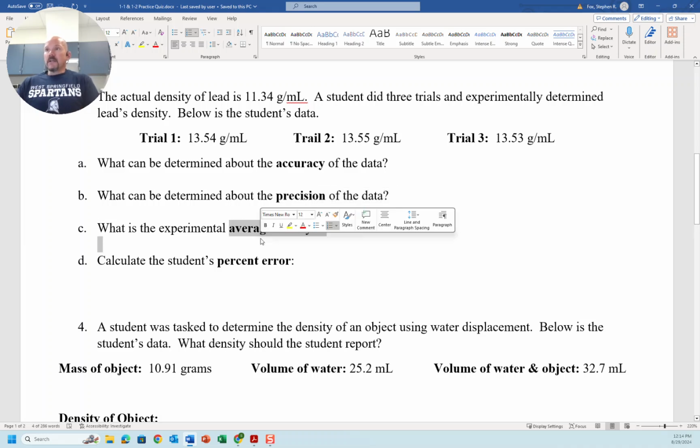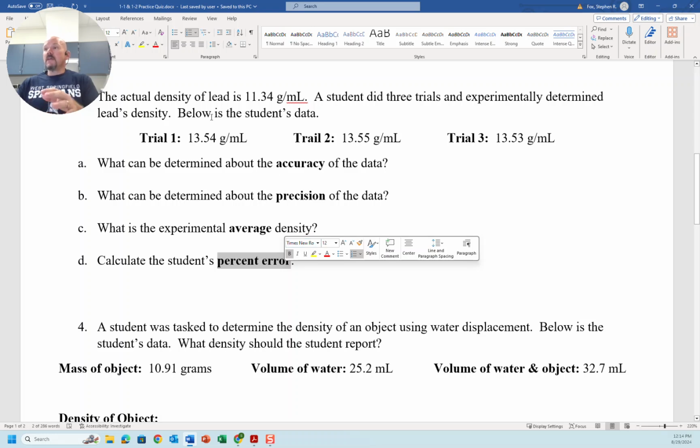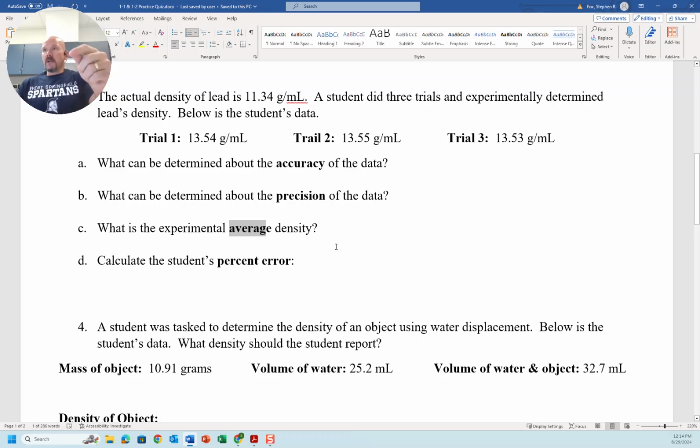Hopefully, we're good at calculating an average. All we would have to do is add our 3 trials up, and in this case, because there were 3 trials, divide by 3. Okay? And then we have to be able to calculate percent error. If you're given multiple trial data and then you're asked to calculate percent error, remember you need to have an experimental value. If you have multiple trials, you're not going to pick any particular trial as your experimental value. You're going to use the average. So your answer in part C here, the average density of your 3 trials, would be your experimental value when you go to calculate percent error.